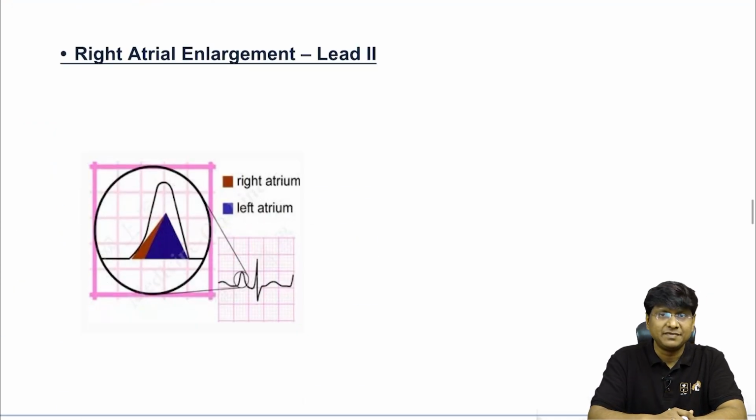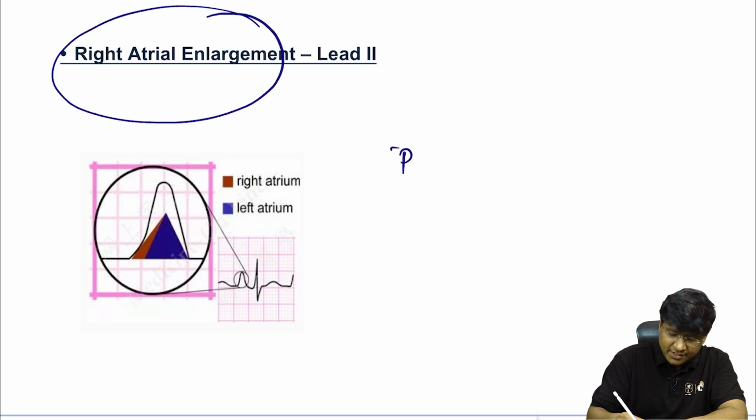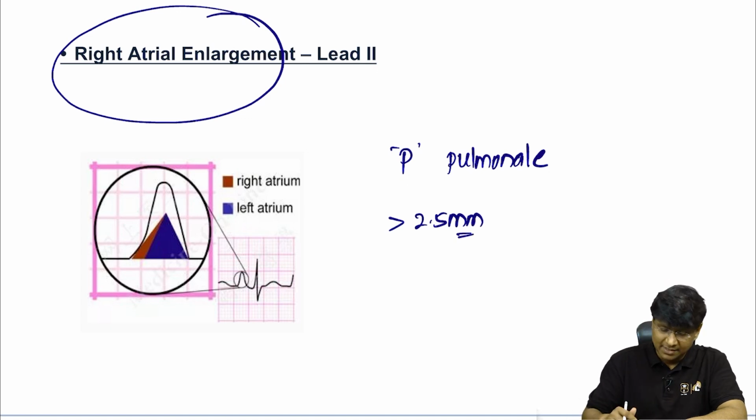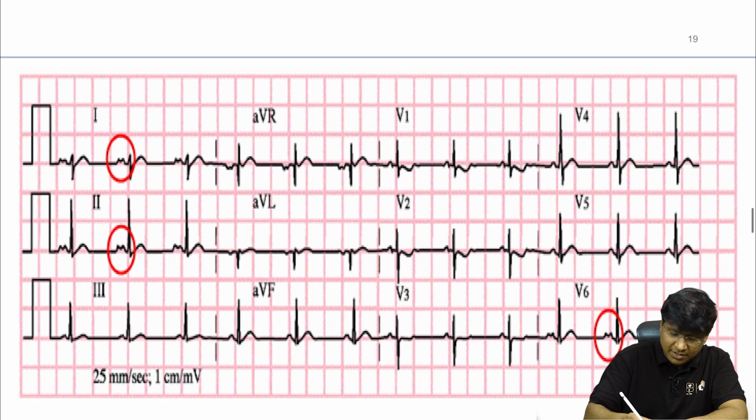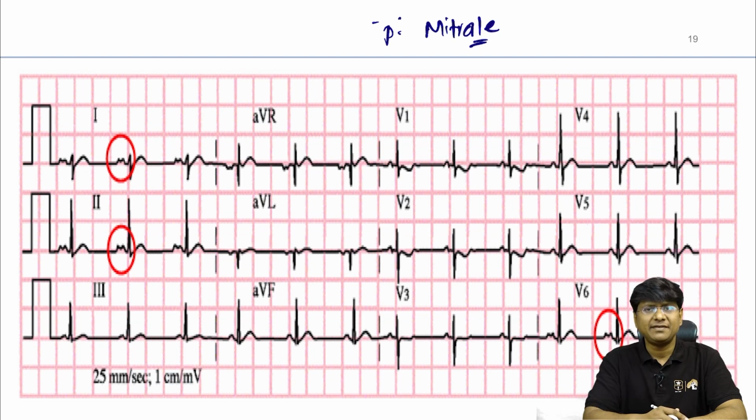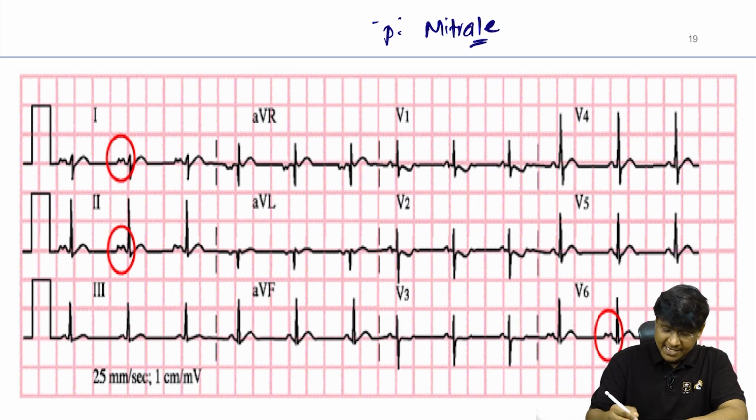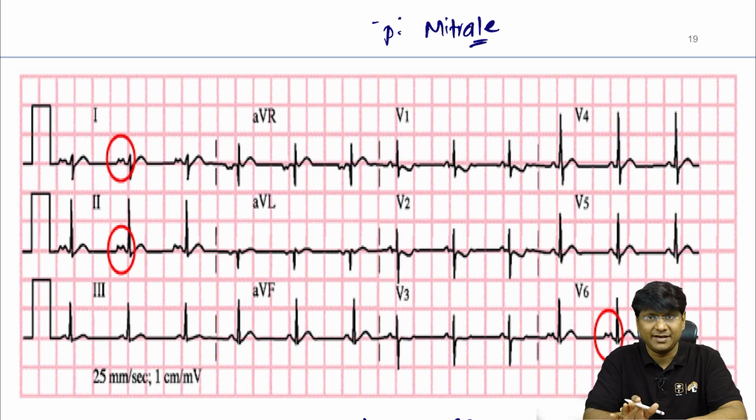Now take the abnormalities of the P wave. In case of right atrial enlargement, we have what is called P pulmonale. P pulmonale is where the amplitude of the P wave is more than 2.5 mm. Then we have another important terminology called P mitral. What do you understand by P mitral? The P wave is M-shaped, and the duration of the P wave should be more than 120 milliseconds. This we call P mitral. So these are the two important abnormalities related to the P wave.